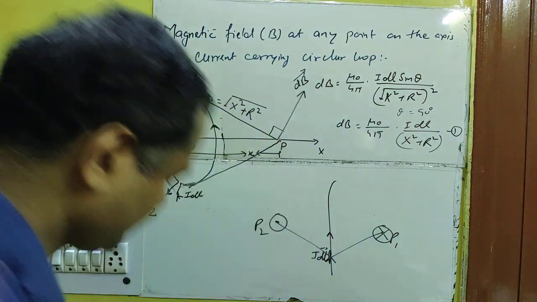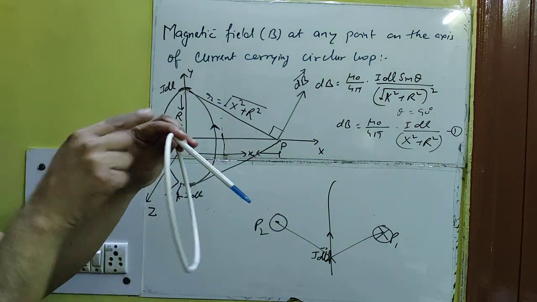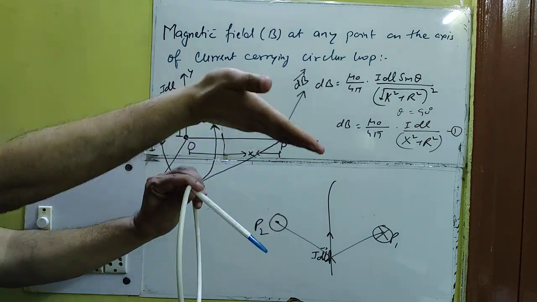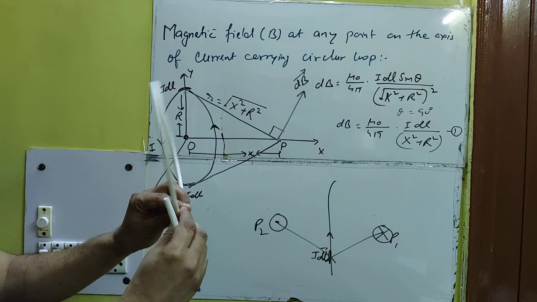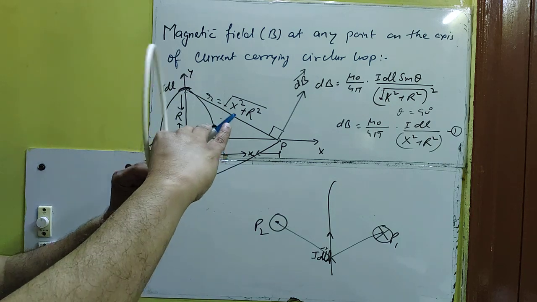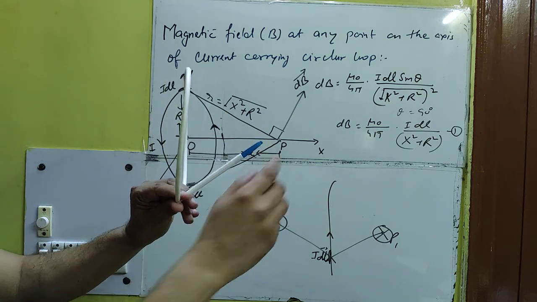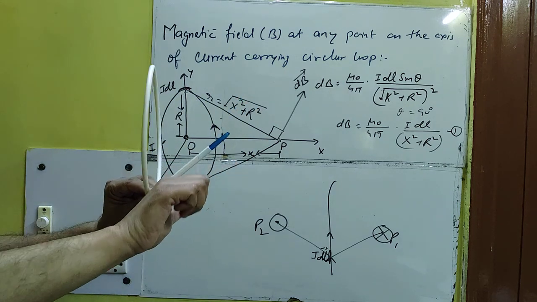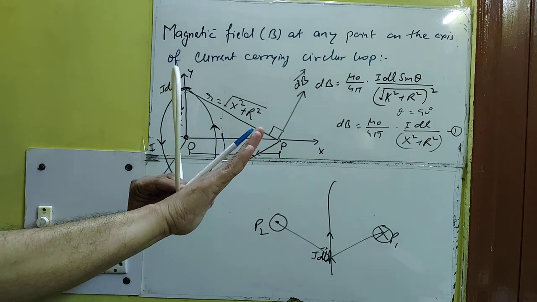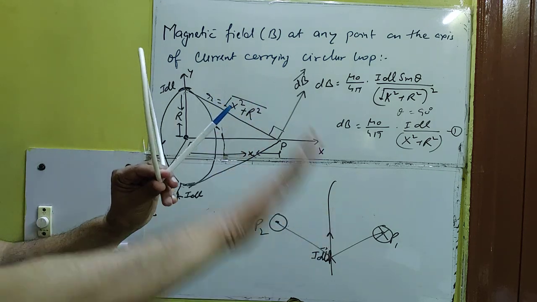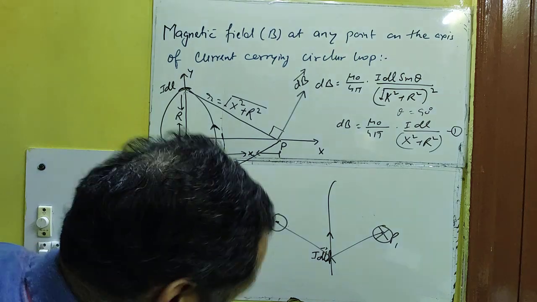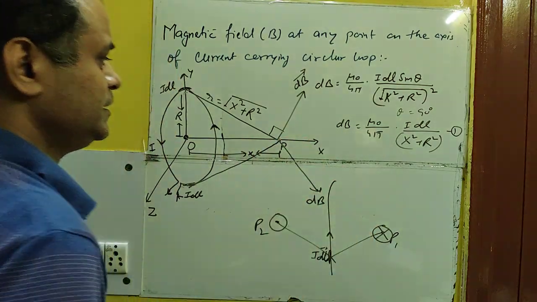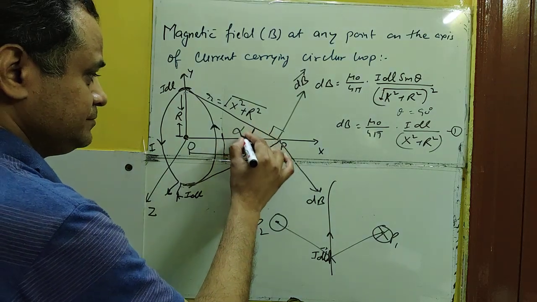Look here. If the point is here, element is here, magnetic field is perpendicular to the palm. This is the point P, current is inward. Put your thumb in the direction of current, fingers towards the point. The direction of magnetic field is perpendicular to the pen. That means like this. So what is the direction of magnetic field? In this way.